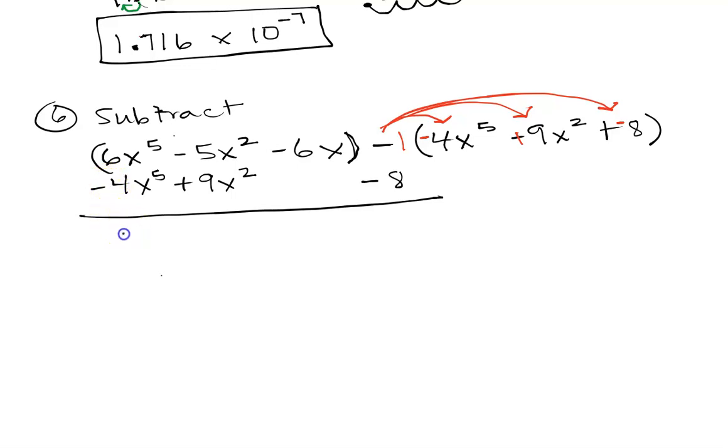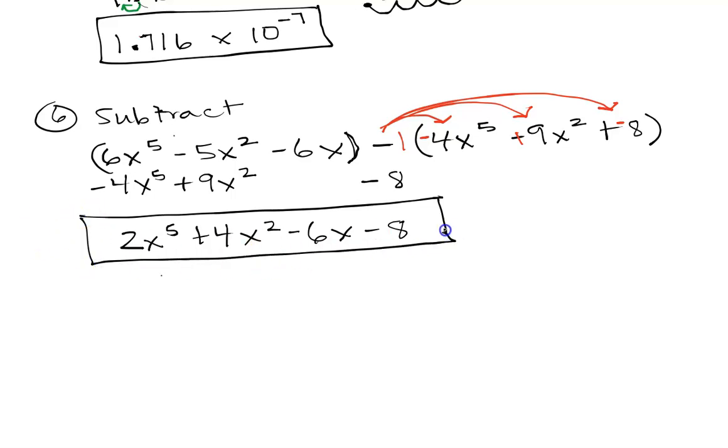So 6 minus 4 is 2. 2x to the 5th, -5 plus 9 is positive 4x squared. Bring down that -6x, nothing to combine with it, and also that -8. And then that will be your answer.